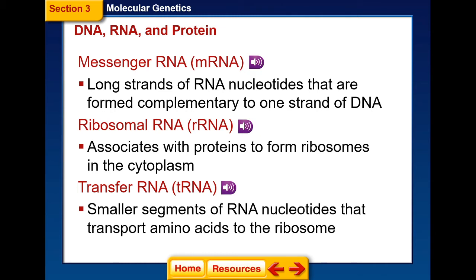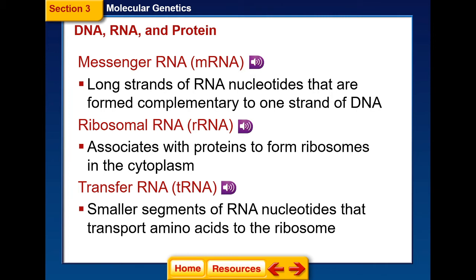The next type, ribosomal RNA, also known as rRNA, associates with proteins to form ribosomes in the cytoplasm. And then lastly, the transfer RNA, also known as tRNA, are smaller segments of RNA nucleotides that transport amino acids to the ribosomes.